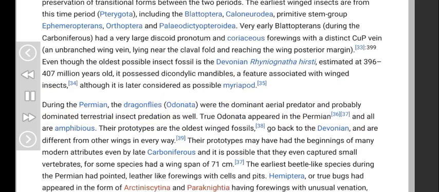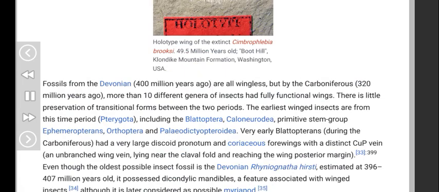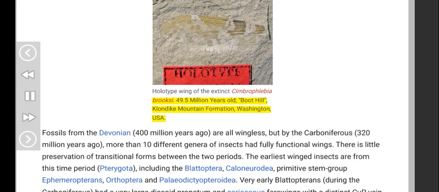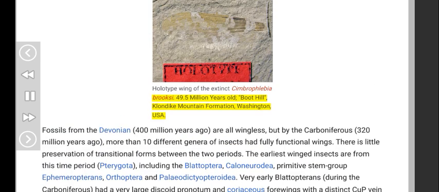Fossils. Holotype wing of the extinct Cymbrophlebia brooksii, 49.5 million years old, Boot Hill, Klondike Mountain Formation, Washington, USA.